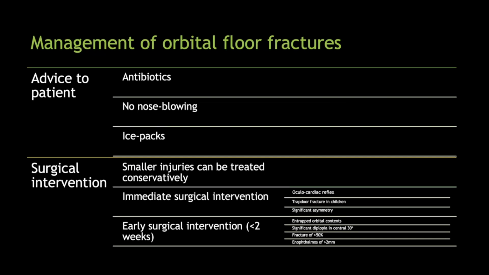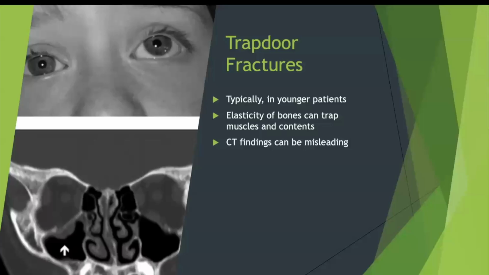But generally, currently, the guidance is if you have entrapped orbital contents, significant diplopia in the central vision, a fracture of more than 50% of your orbital floor, or enophthalmos of more than 2 millimeters, these are patients that meet the criteria for early surgical intervention within 2 weeks of their initial injury. You wait for the swelling to come down slightly, but then you go in to treat that fracture. And like I said, that's either going to be the orbital team or a MaxFax team, depending on where you work. I'll comment on trapdoor fractures.